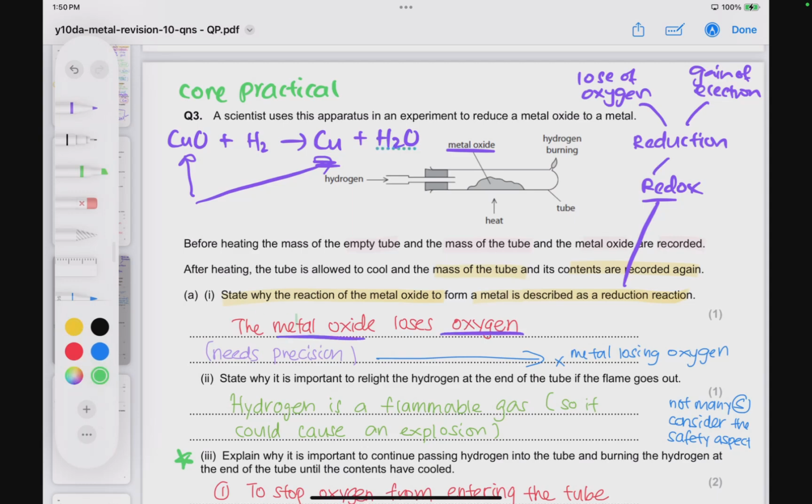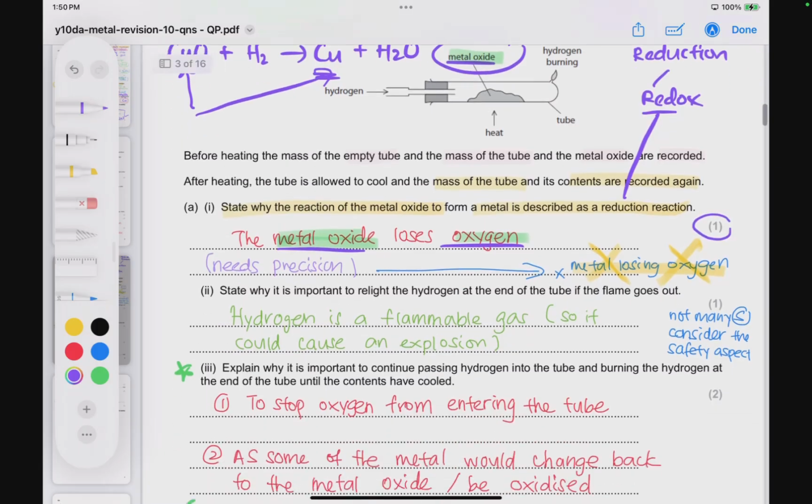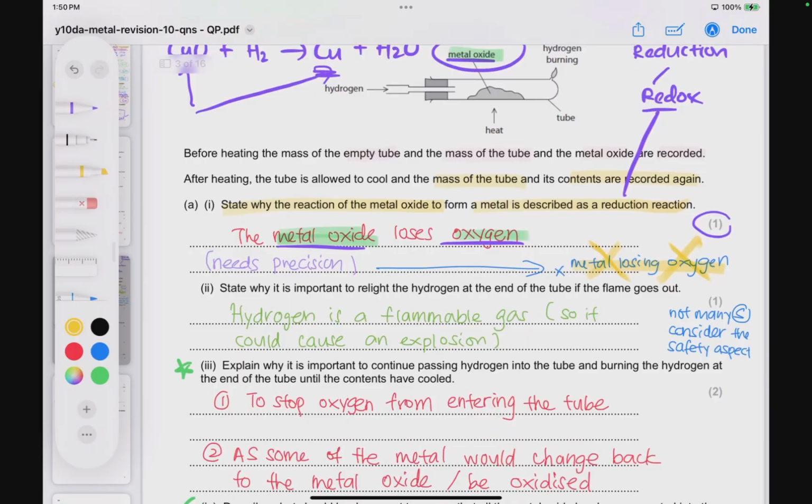So what are the things to take note? The first and most important thing is it is the metal oxide that is losing oxygen. It is not metal losing oxygen. So this alone will not get you any marks because we don't start off with a metal, we start off with a metal oxide. So metal oxide is the one losing oxygen. So take note of that. This is 1 mark. Next, we look into part 2.